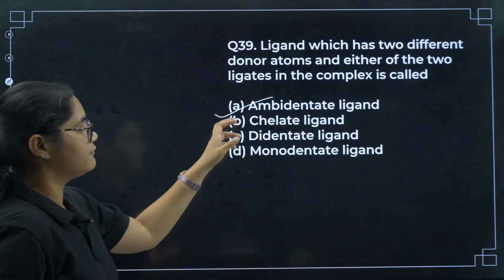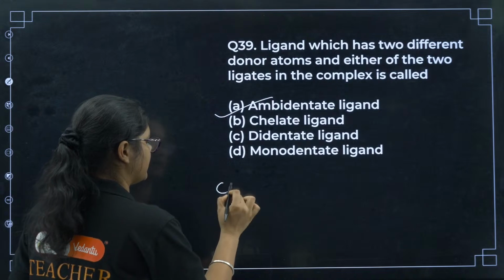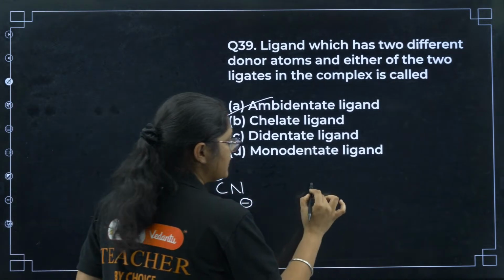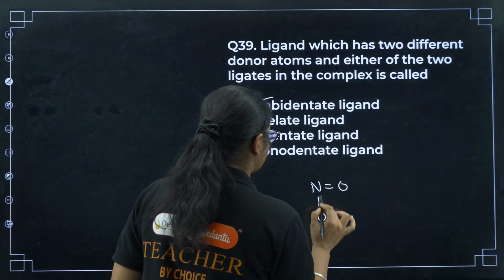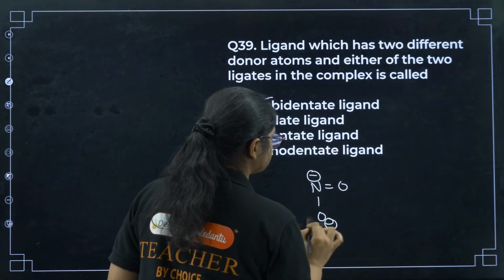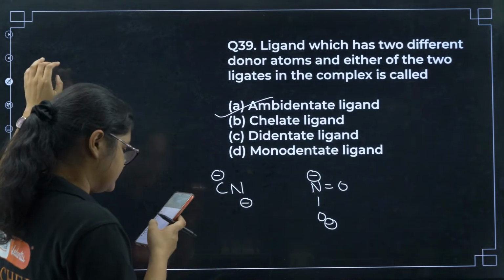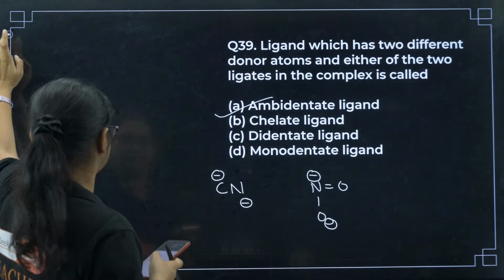Yes, that is what, examples of ambidentate ligand we have CN, either C can bind or N can bind, both will not bind. Similarly, if you have NO2, either nitrogen will bind or oxygen will bind, both will not bind at the same time, right? Yes, 39 is A.